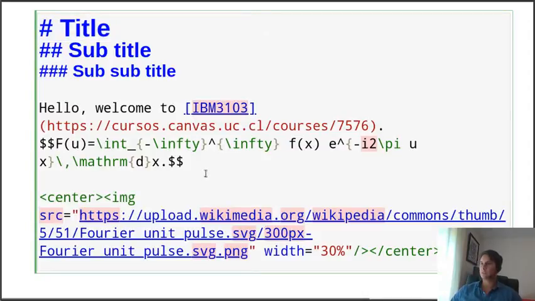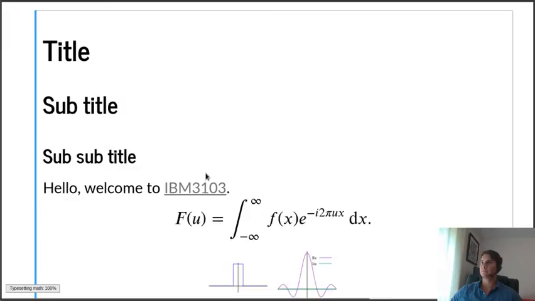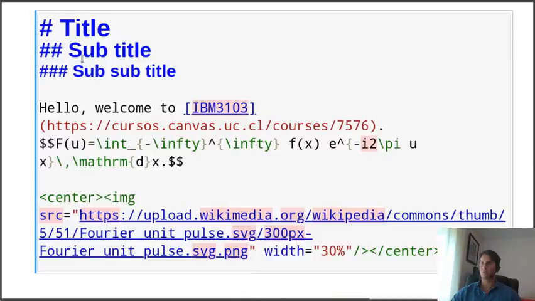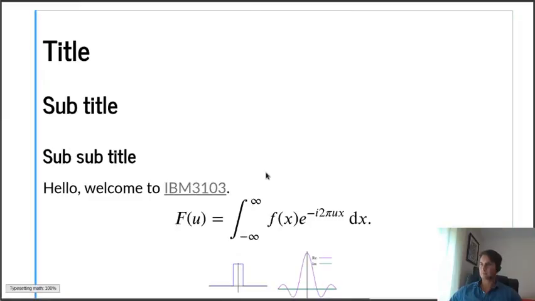So if we run this cell, it produces this. It's a very easy way to write something without having much trouble with the formatting. You just write this, and then it's parsed to very beautiful text and image or formula.